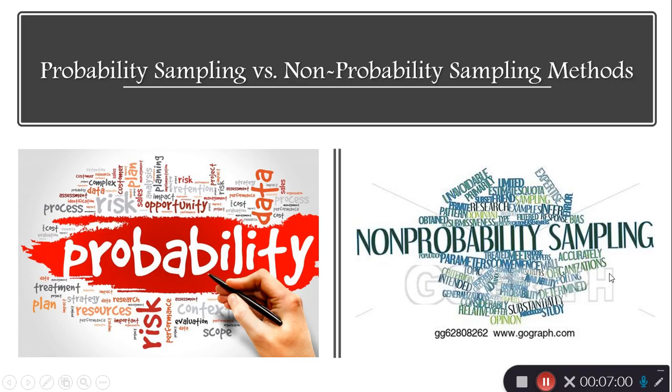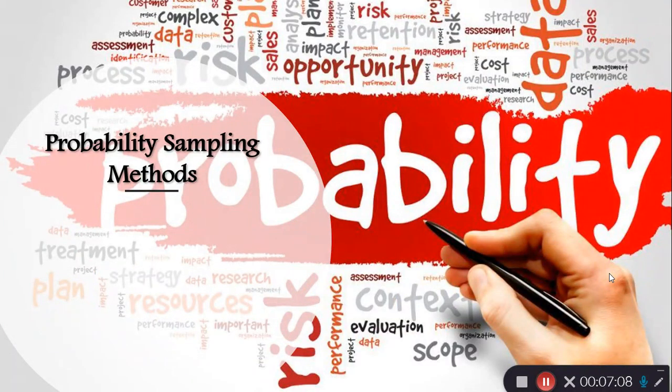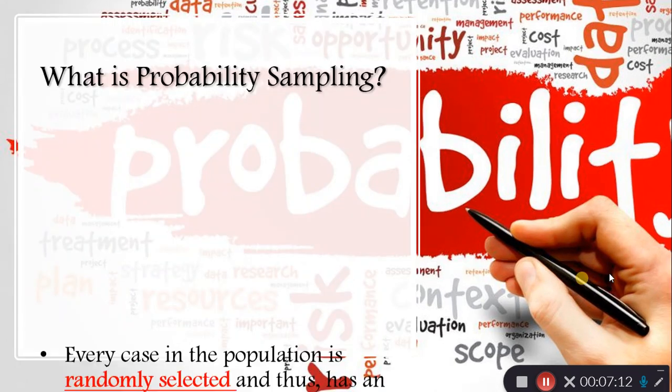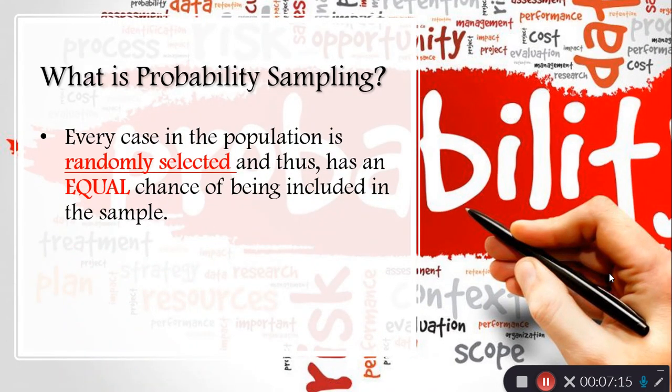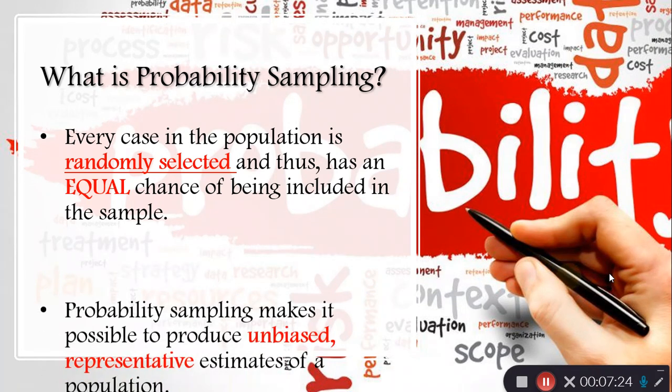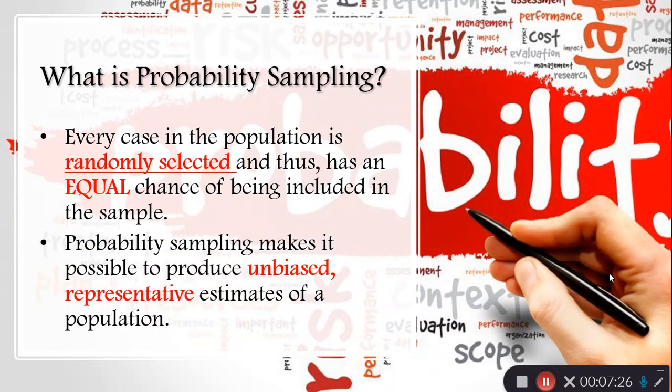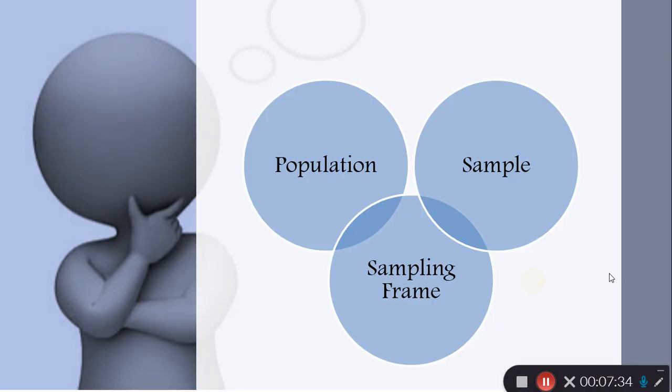Now let's talk about the difference between probability sampling and non-probability sampling methods. So we will begin by talking about probability sampling methods first. So what is probability sampling? It is the idea that every case in the population is randomly selected and thus has an equal chance of being included in the sample. Probability sampling makes it possible to produce unbiased representative estimates of a population.